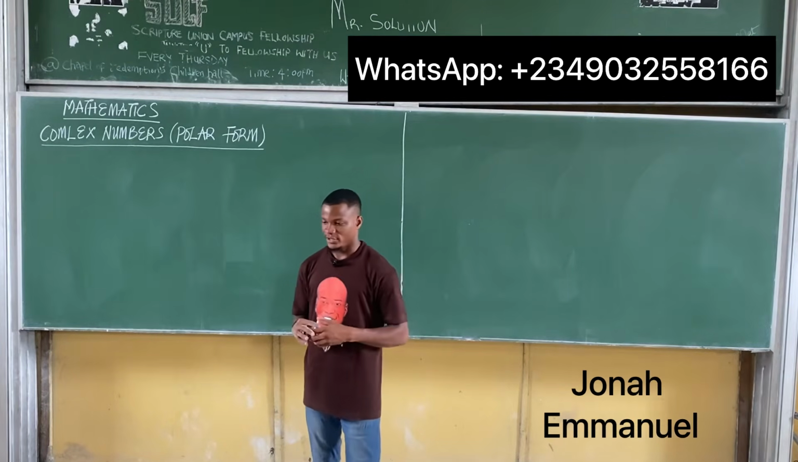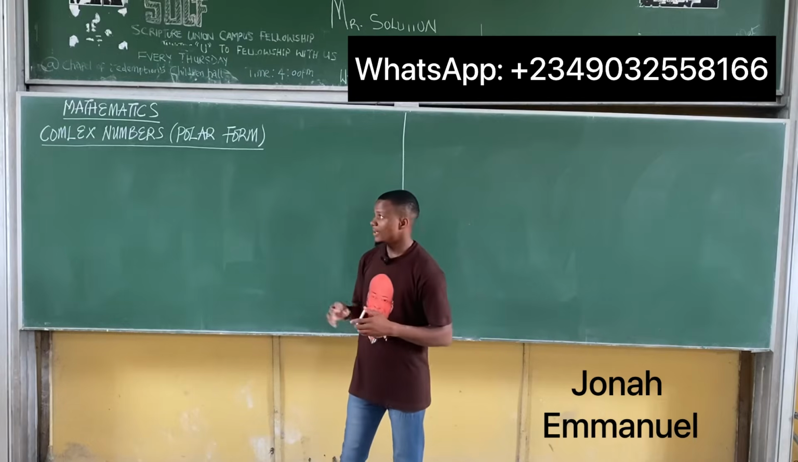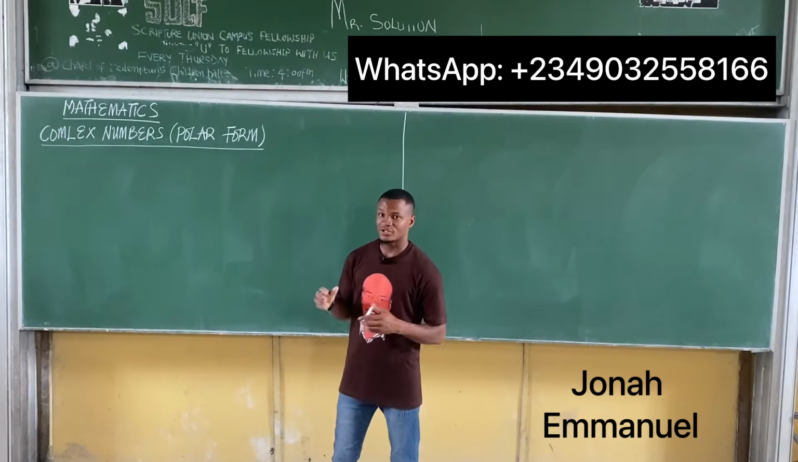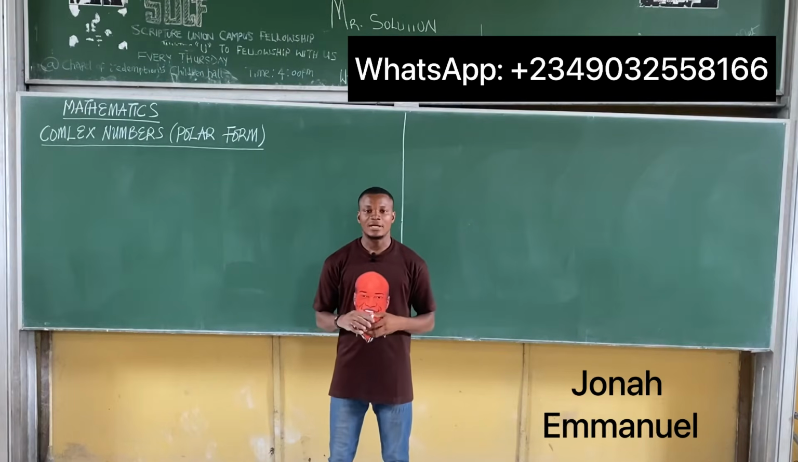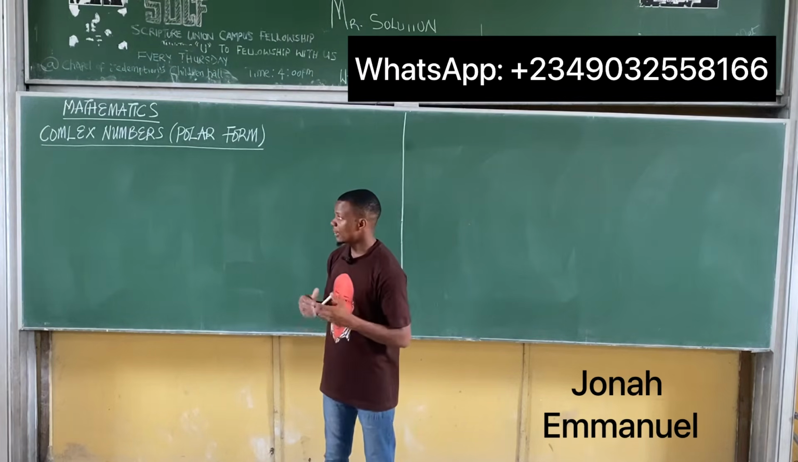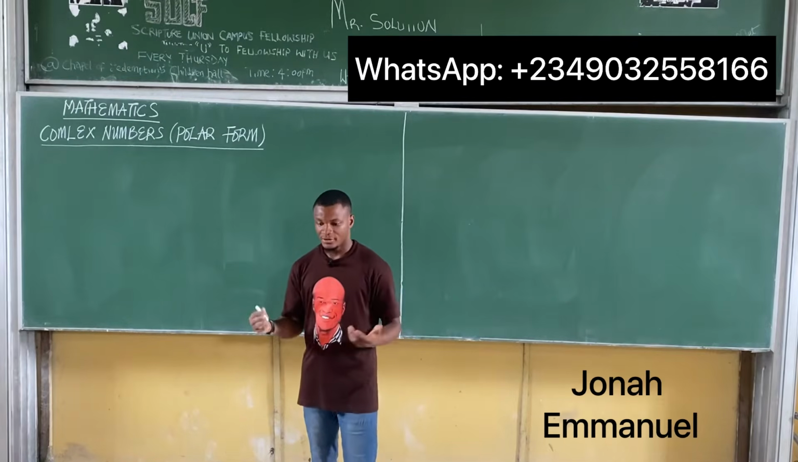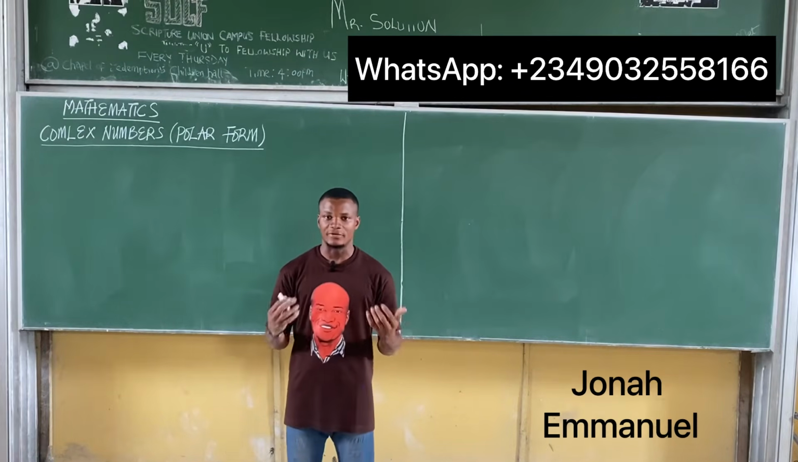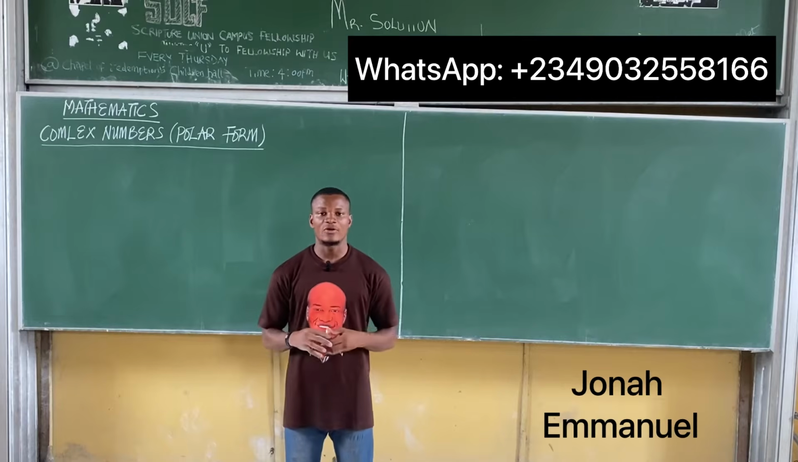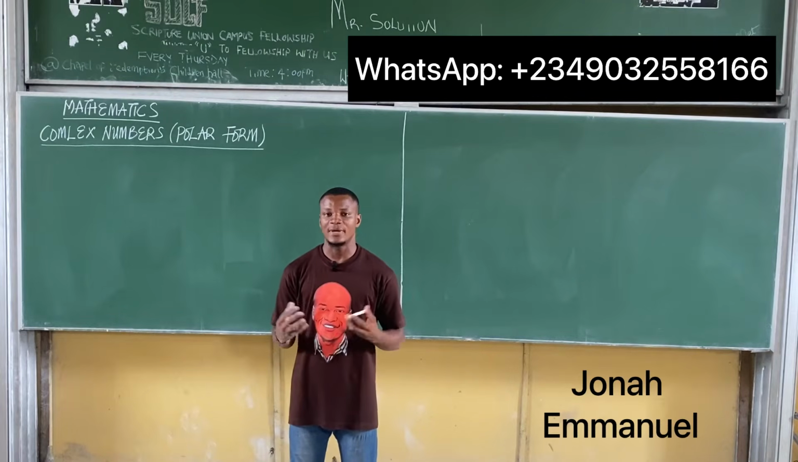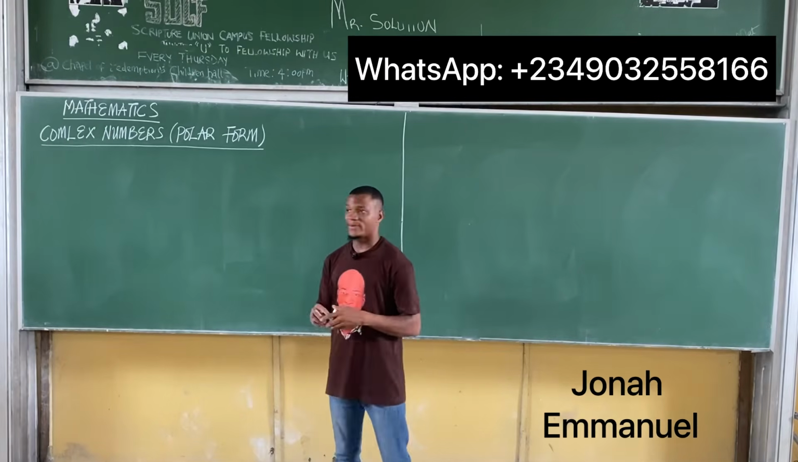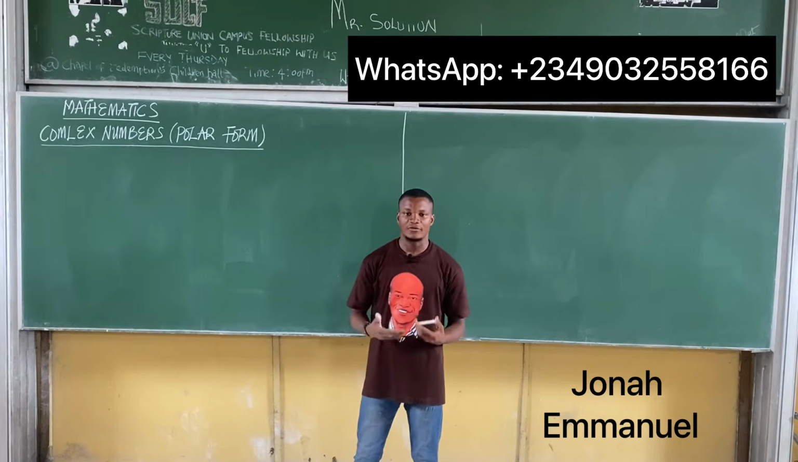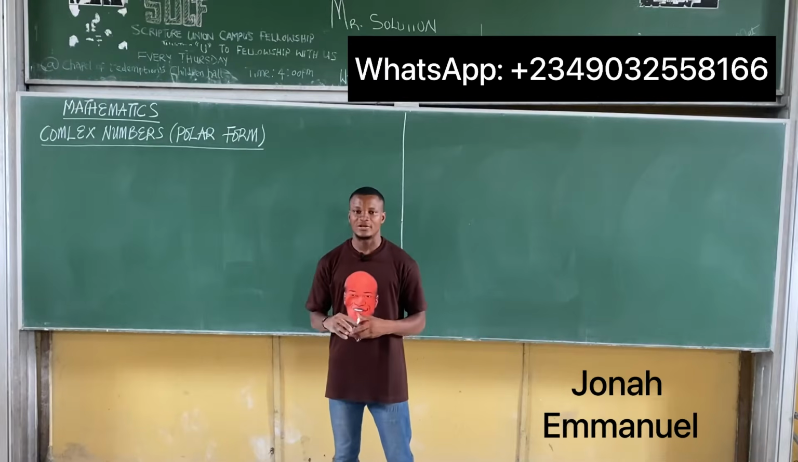For today's class, we'll be looking at complex numbers, and specifically, we're talking about the polar form of complex numbers. Now, recall that in our previous class, we talked about complex numbers being represented in different forms: in rectangular form, in polar form, in Euler's form or exponential form, etc. For today's class, we'll be focusing on the polar form of complex numbers, and we'll be doing some solving from the polar form of complex numbers.